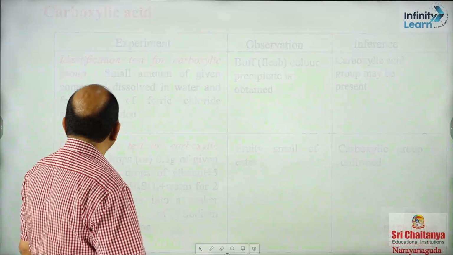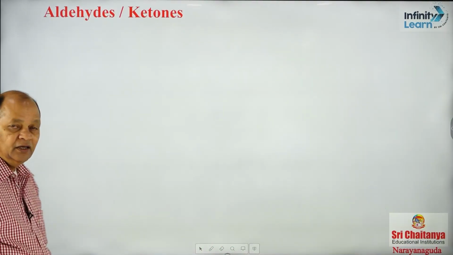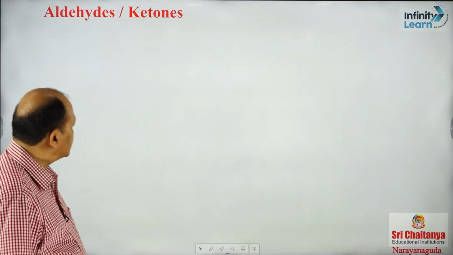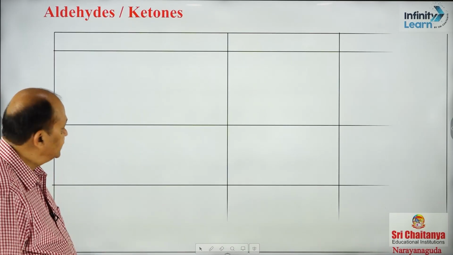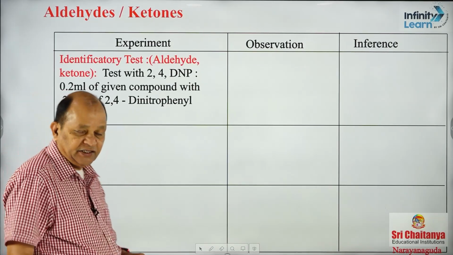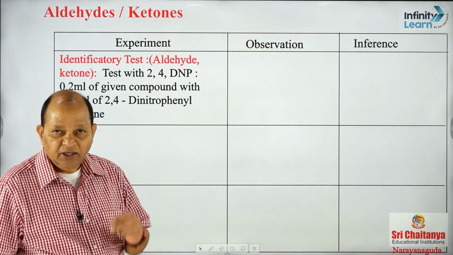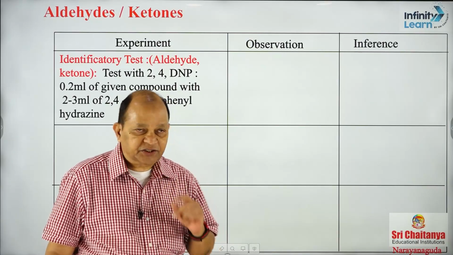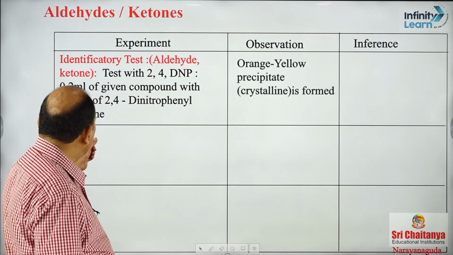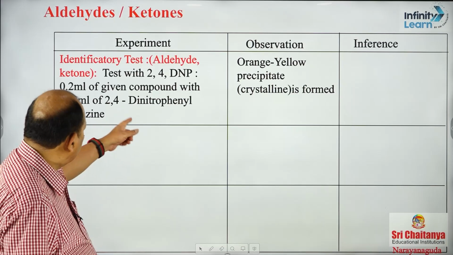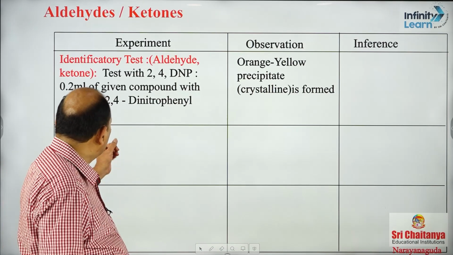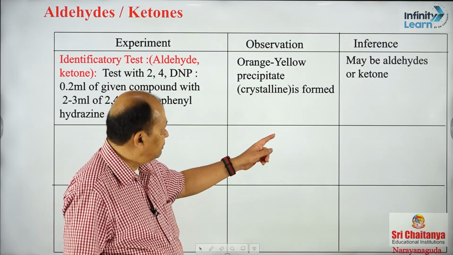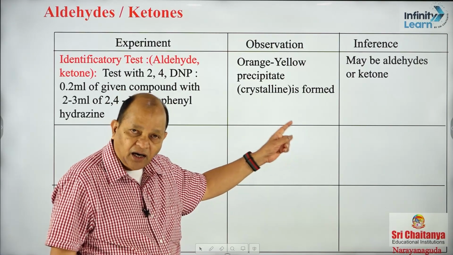The next one, dear students, is aldehydes and ketones, that is carbonyl compounds. When they are treated with 2,4-dinitrophenylhydrazine, they give red, orange or yellow colored precipitates. So, here you take the carbonyl compound, add 2,4-dinitrophenylhydrazine and heat, and you get an orange or yellow precipitate. Probably that may be either an aldehyde or a ketone.